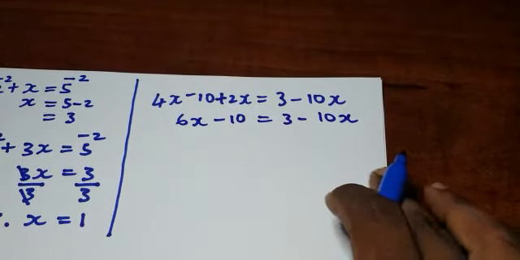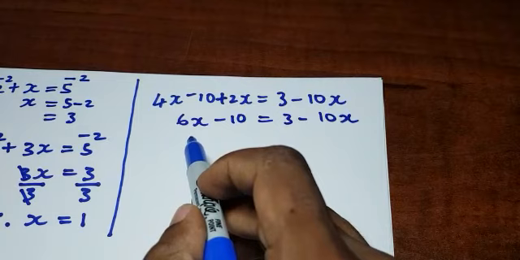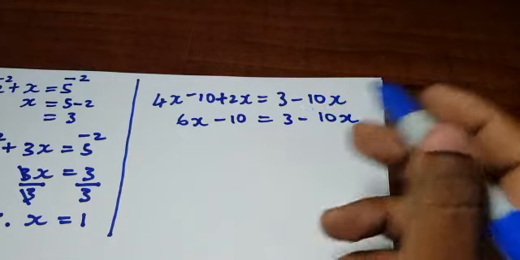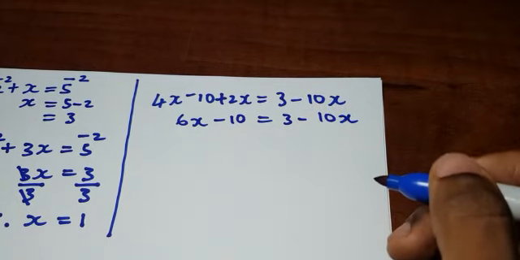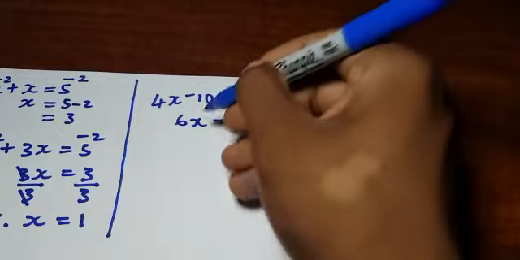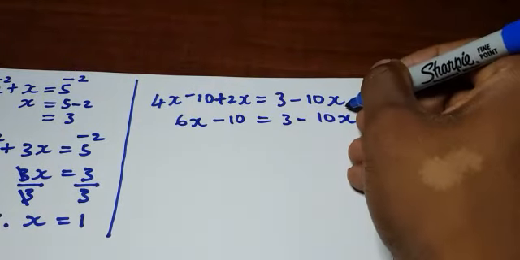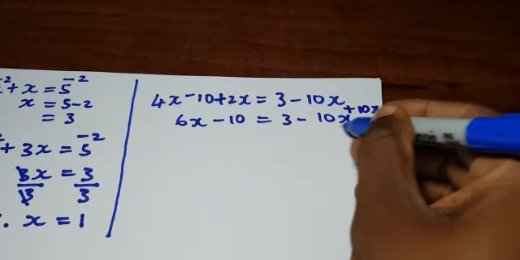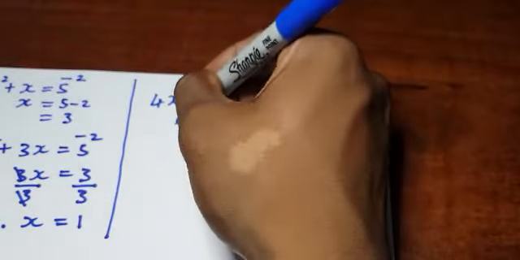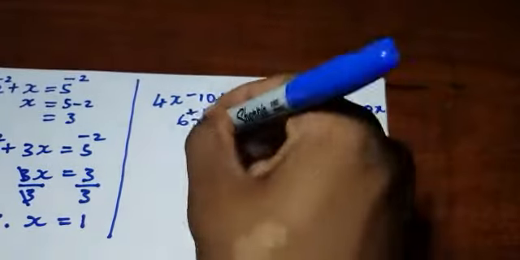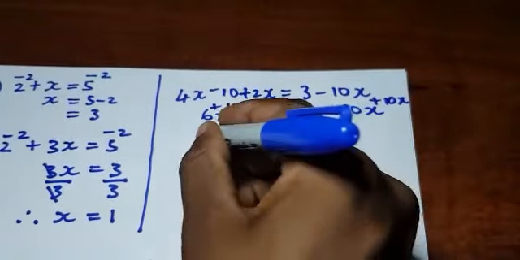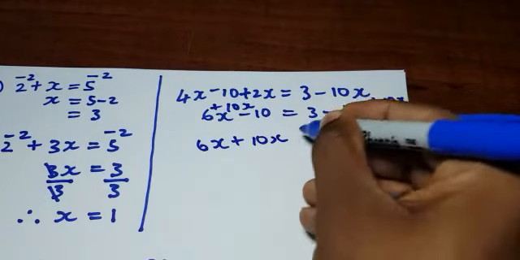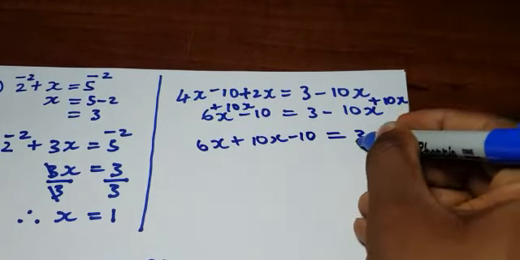Now, this would remind us of the question we did before. So we just have to decide which side of the equation we want to have our x's and where we want to have our numbers. So I would rather have the x on the left side. So by adding 10x here, for the sake of removing the negative 10x, then applying 10x here, we are left with, so let me write it out. We have 6x plus 10x minus 10 is equal to 3.